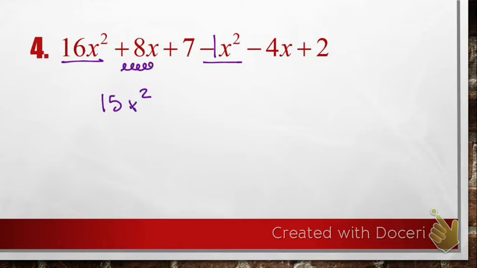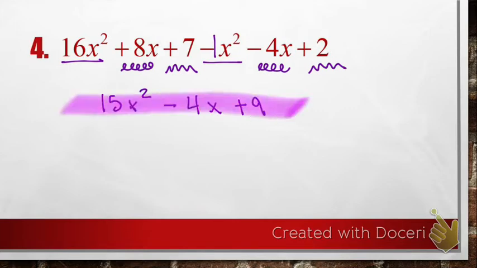I've got positive 8x. I need to see if I can combine it with anything, which it can with the negative 4x. 8x minus 4x would give me 4x. And then lastly, 7 plus 2 would give me 9. At this point, I can't combine any of those together. I circle my answer.